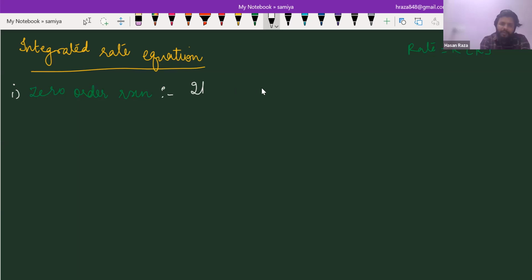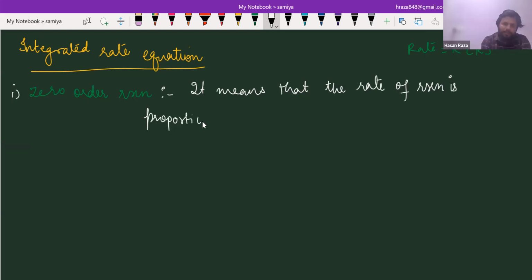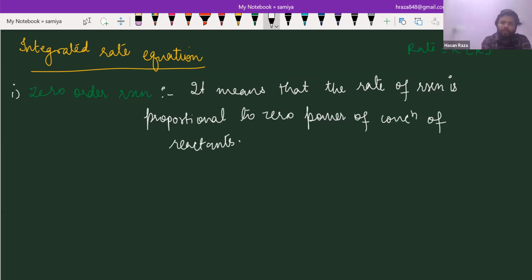So it means that the rate of reaction is proportional to zero power of concentration of reactants. Zero power concentration of reactant.